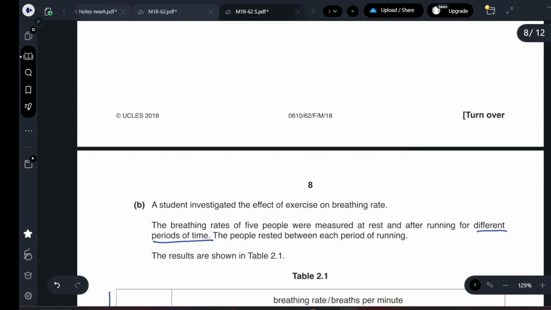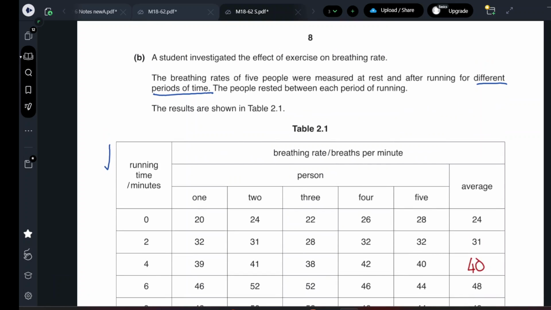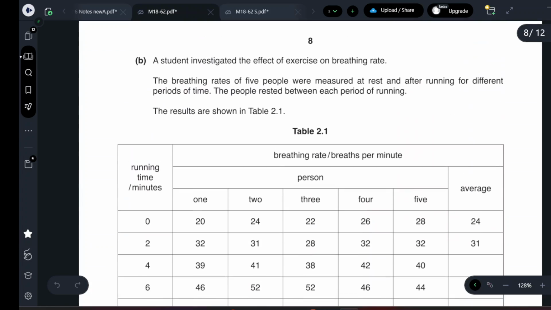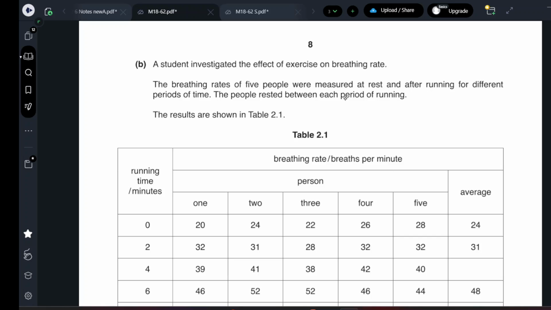Okay. The last question in this exam, a student investigated the effect of exercise on the breathing rate. Effect of exercise on the breathing rate. The breathing rate of 5 people were measured at rest and after running for different periods of time. So this is what you're going to change in this experiment. Each person will run for a different time. The people rested between each period of running.